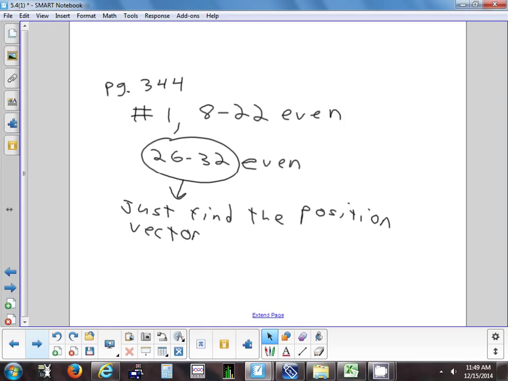So for tonight, in your book on 344, I want you to do 1 and 8 to 22 even. On 26 to 32, you just do the evens, but don't follow the directions in the book because you don't know how to do what they're asking there. Just find the position vector. Okay, so for 26 to 32, just use my directions. Just find the position vector.